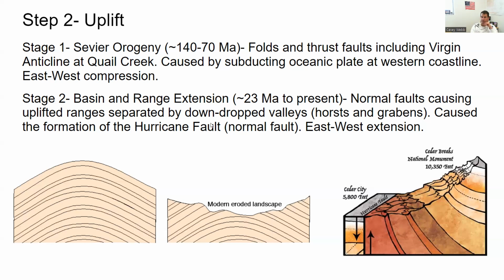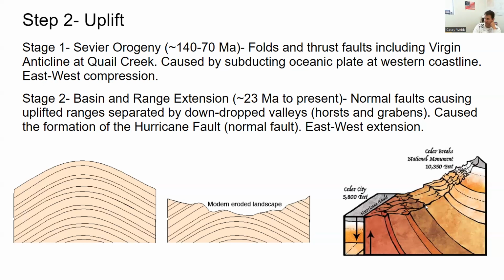So if we look at stage 1, we had east-west compression. The region was getting compressed together and the lithosphere was thickening. You got mountain building, and that was followed by our current setting where the region is now being stretched apart in an east-west direction, giving us mountain ranges that pop up and basins that drop down.